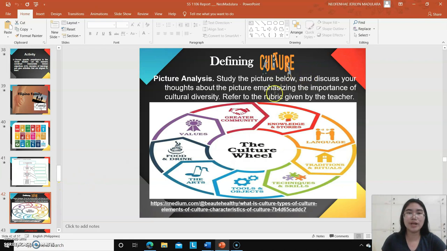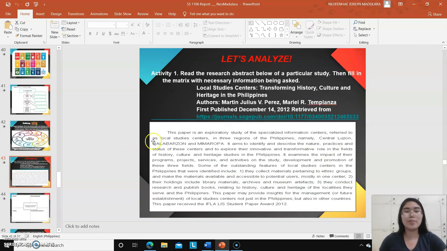Our topic is culture. So, picture analysis. Study the picture below, discuss your thoughts about the picture, and emphasize the importance of cultural diversity. Refer to the rubric given by your teacher. Next one, we have also about that specific topic, culture.